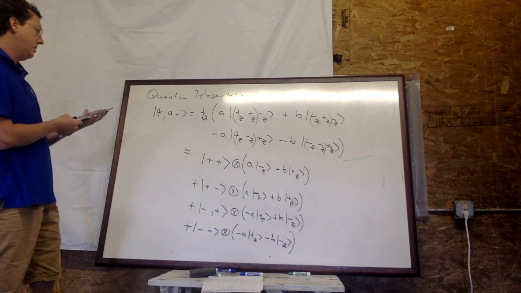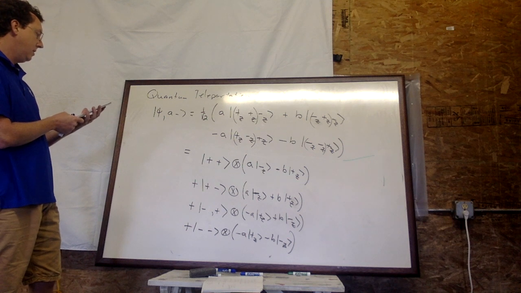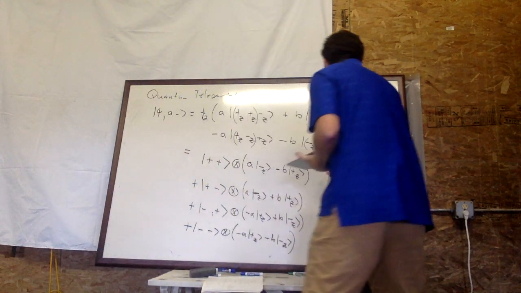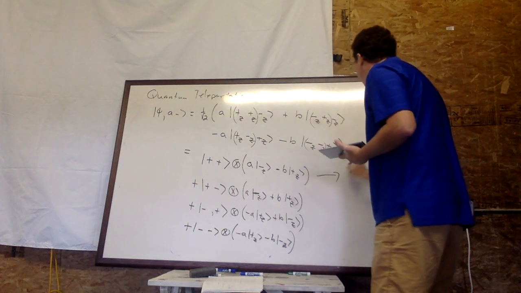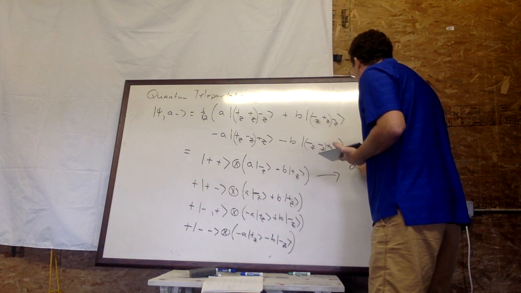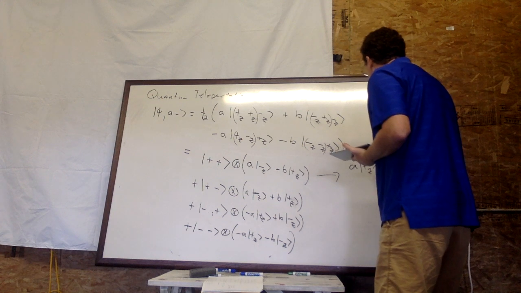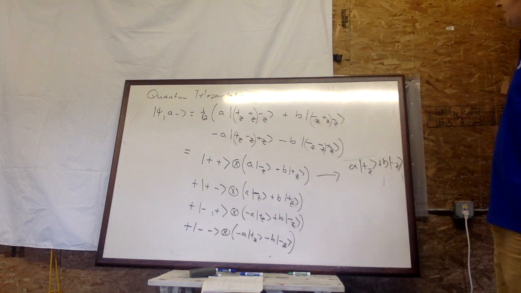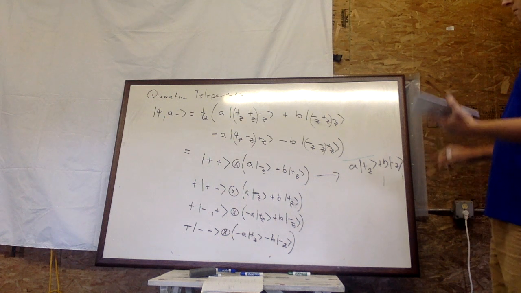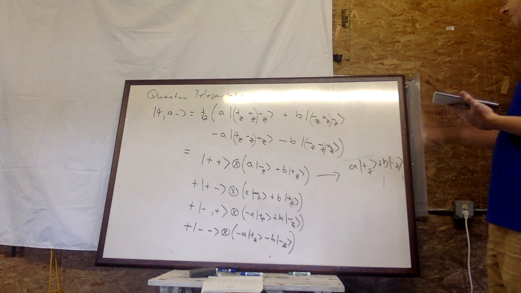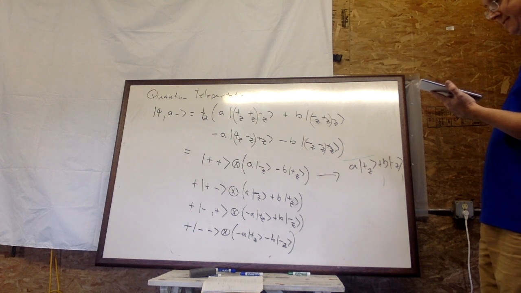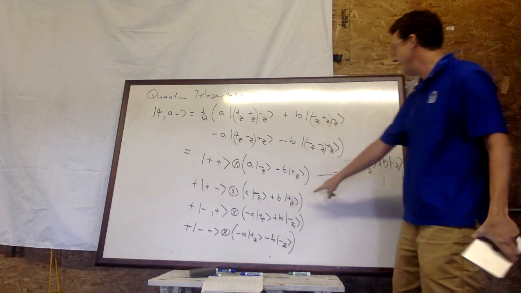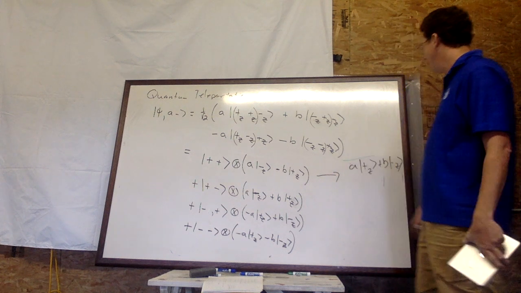Well, all right, so let's think about that. Remember, what was the original state? So basically, how do we turn this into A plus Z plus B minus Z? How could you do that? Well, which one's the easiest one? I think this one's the easiest one. Yeah, the plus signs. What could you do?